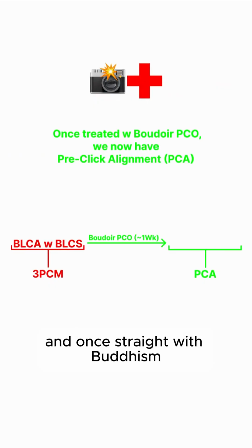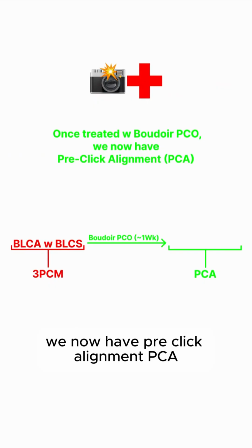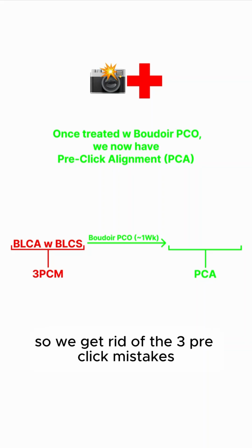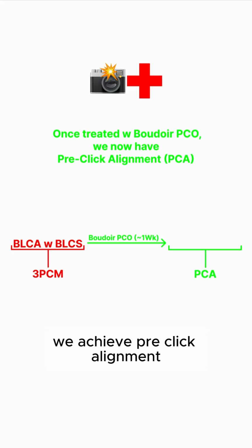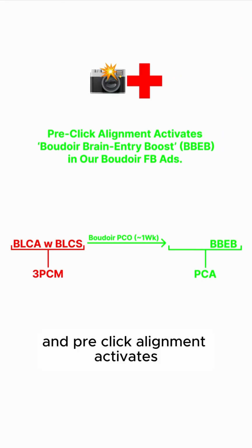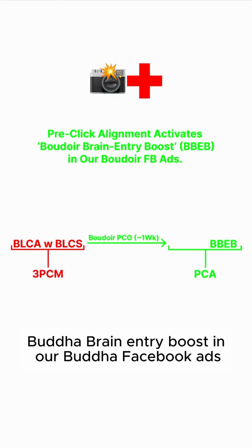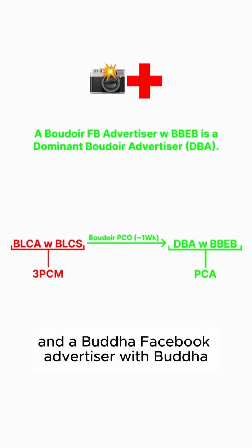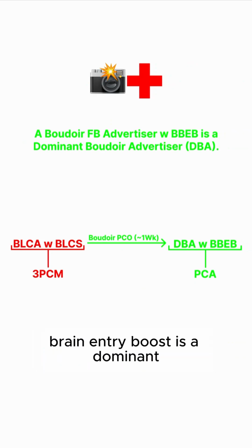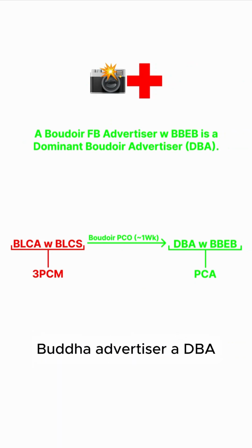And once treated with Boudoir PCO, we now have pre-click alignment, PCA. So we get rid of the 3 pre-click mistakes, we achieve pre-click alignment. And pre-click alignment activates Boudoir brain entry boost in our Boudoir Facebook ads. And a Boudoir Facebook advertiser with Boudoir brain entry boost is a dominant Boudoir advertiser, a DBA.